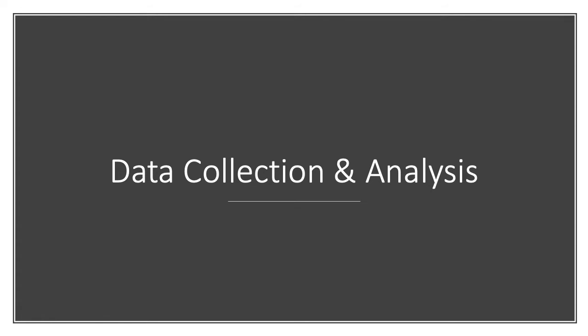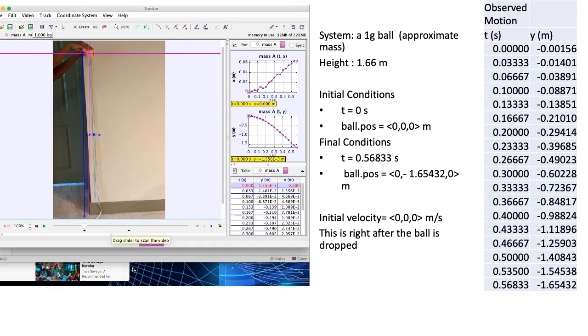Data collection and analysis. Here is the video of the falling object in Tracker. We extracted the initial condition as well as the final condition. The initial velocity was 0 because the ball was dropped.